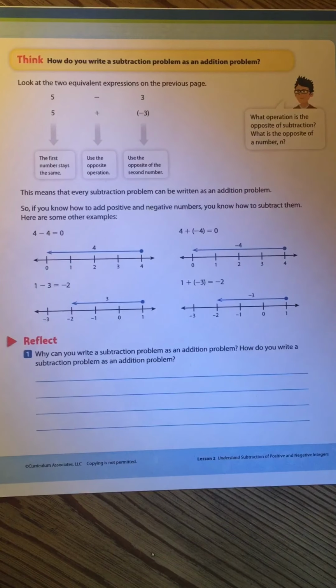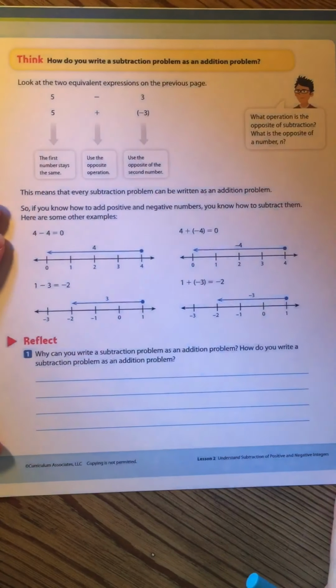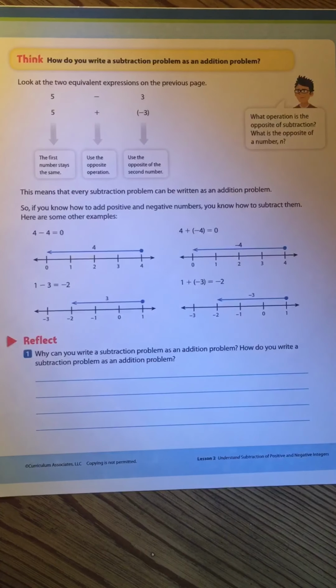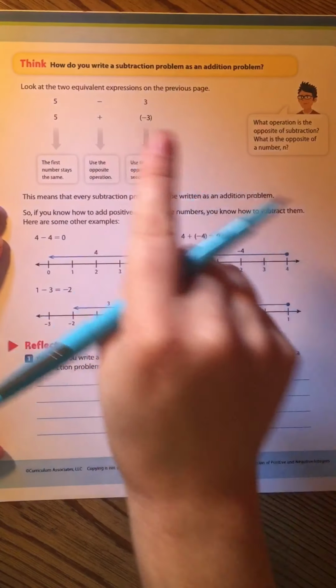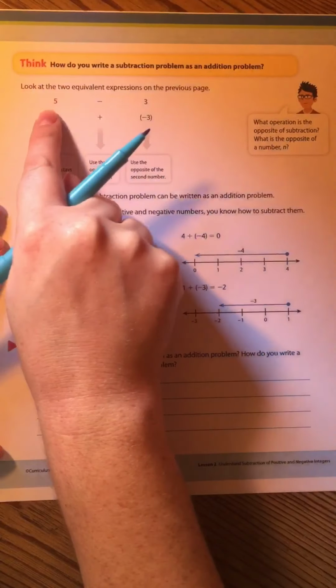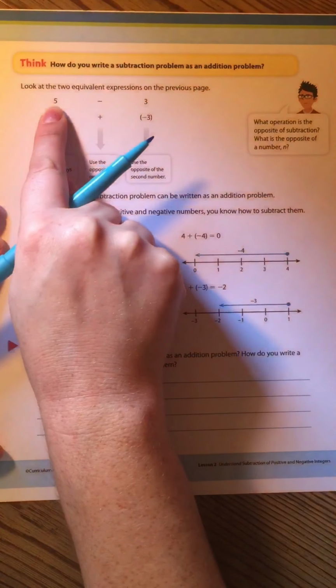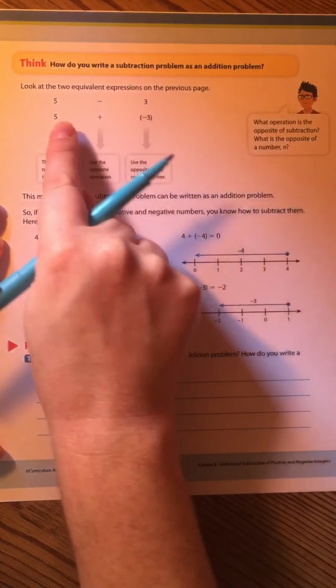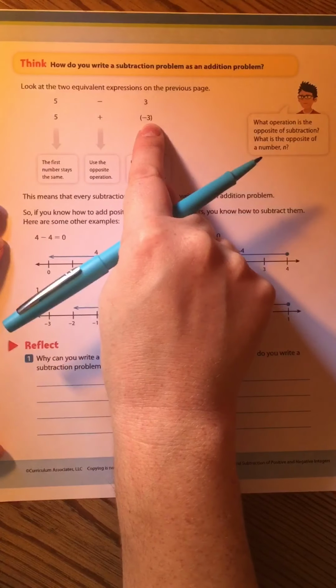Welcome back, guys. We are on the next page, which I believe is page 13 in your shiny book, and we are continuing our lesson 2 about subtraction of positive and negative integers. In the previous video, in the previous page, we figured out that we have two equivalent expressions. We know that 5 minus 3 is the same as 5 plus negative 3.